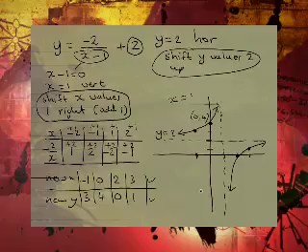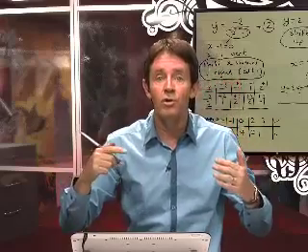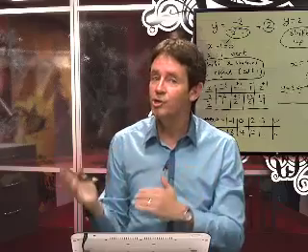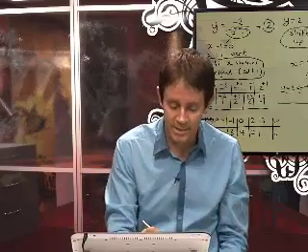So you start with the graph of minus 2 over x, and then you look at the asymptotes, and they tell you how to shift, what to add or subtract to the x's and the y's.